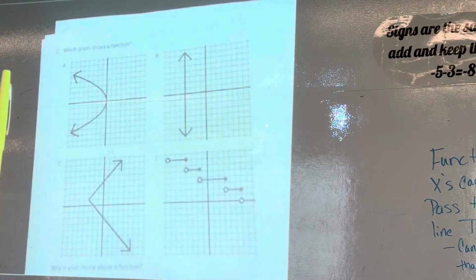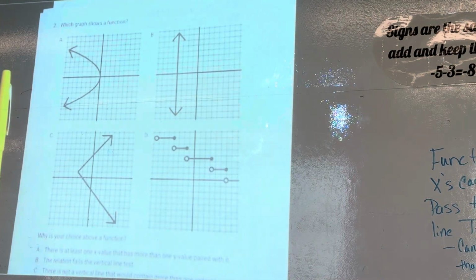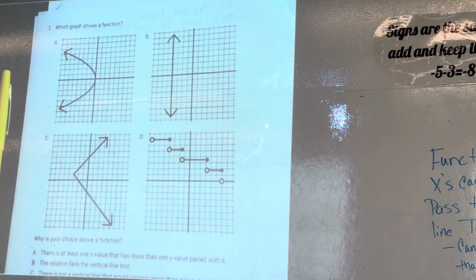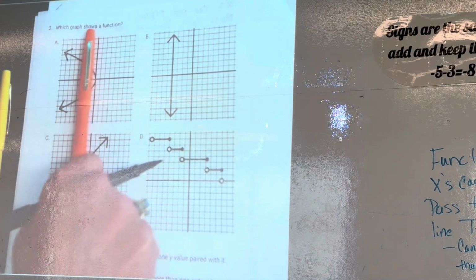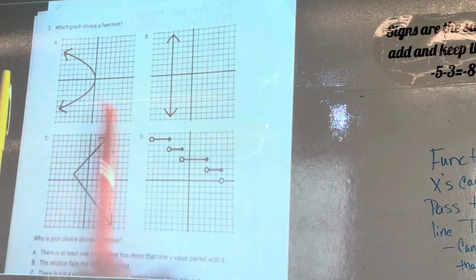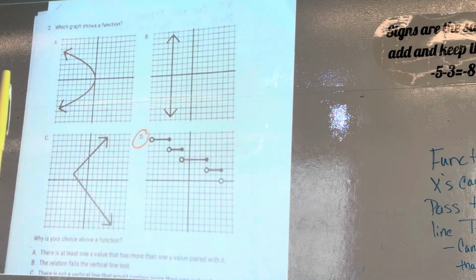So number 2. Which graph shows a function? D. We just went over this. So we're looking for one that passes the vertical line test. D. Very good. A fails in multiple places, right? So does C. And B is a vertical line. So yes, my answer is D.